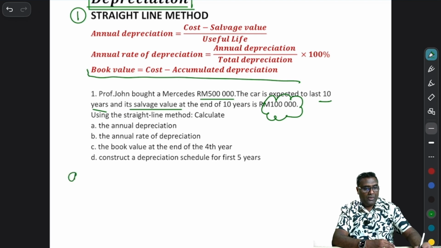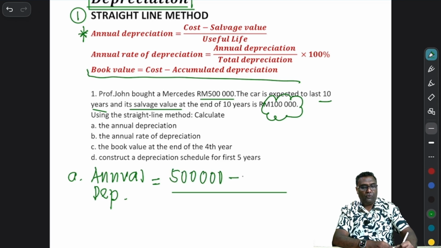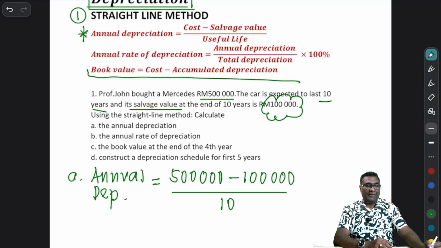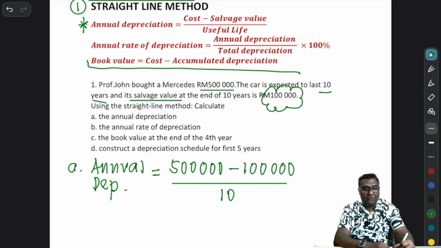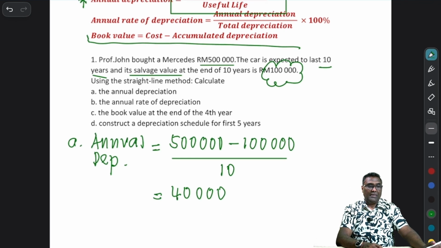So A, they want me to find annual depreciation. In order for me to get the annual depreciation, you can see the first formula. I take the cost, which is 500,000, minus the salvage value, which is 100,000, and I divide by the useful life, which is given here clearly to you, my dear students. So when I do this, I get 40,000. You can press the calculator for this. You get 40,000. Simple calculation.